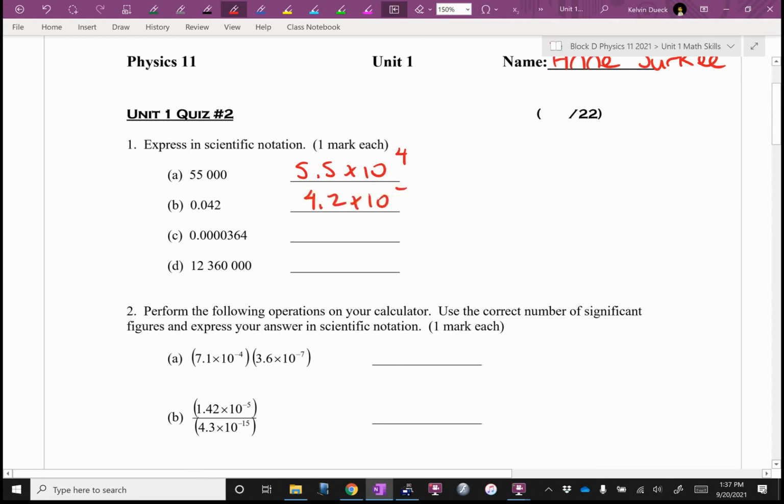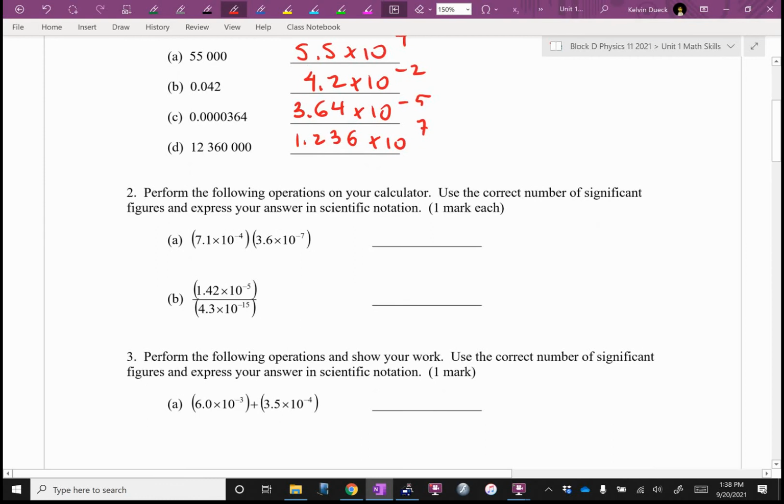4.2 times 10 to the negative 2 or 3? 2. 3.64 times 10 to the negative 1, 2, 3, 4, 5? And 1.236 times 10 to the 1, 2, 3, 4, 5, 7? I think so. Hopefully, as long as you're not careless, these are close to free marks, right?